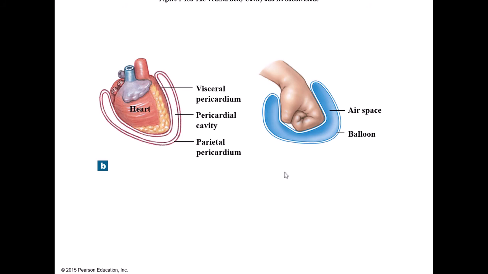A great way to do an analogy is to take a balloon and push your fist into the balloon. So now your fist would be the organ, let's say the heart. The balloon that's touching you would be the visceral serous membrane. Then over here, the balloon that would be up against the cavity wall would be the parietal. The space between the two membranes is where the fluid would flow, and that would reduce the friction.